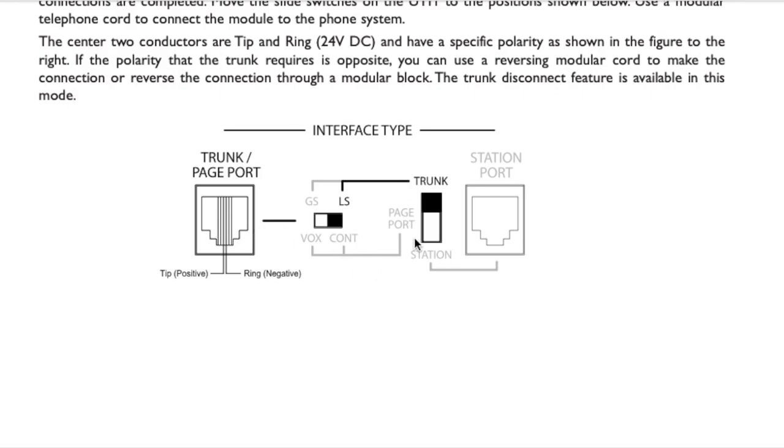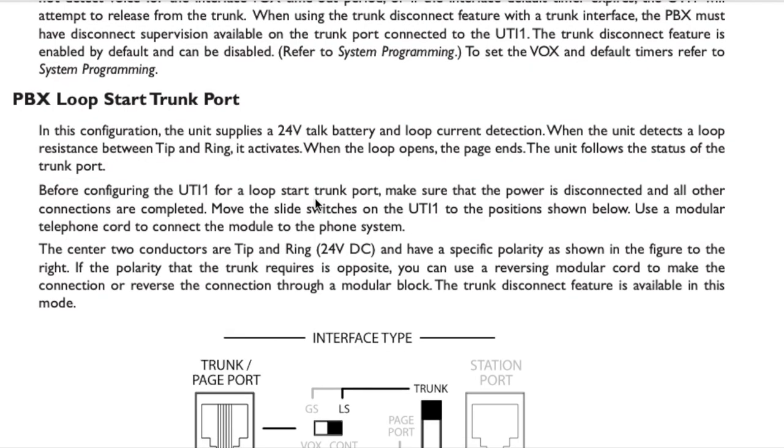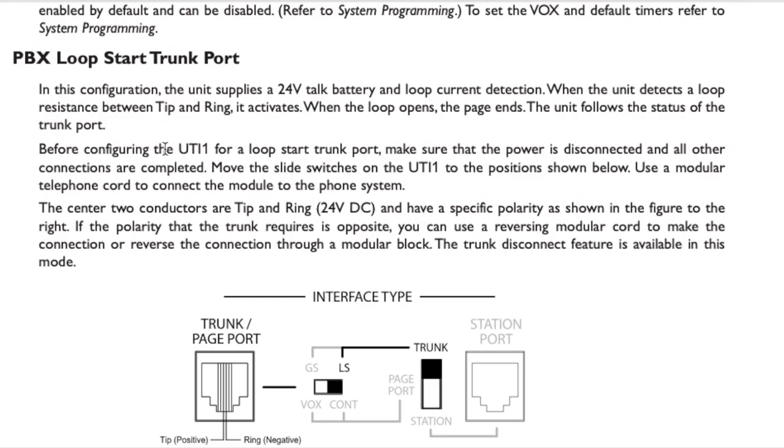So as you can see, this diagram right here is explaining the trunk port on loop start or ground start. So up here we have loop start, and you can see right here that when the loop start opens, the page ends. And that's really it. It's just when it detects the resistance between tip and ring, it activates and allows you to page through. And when it stops, it stops.